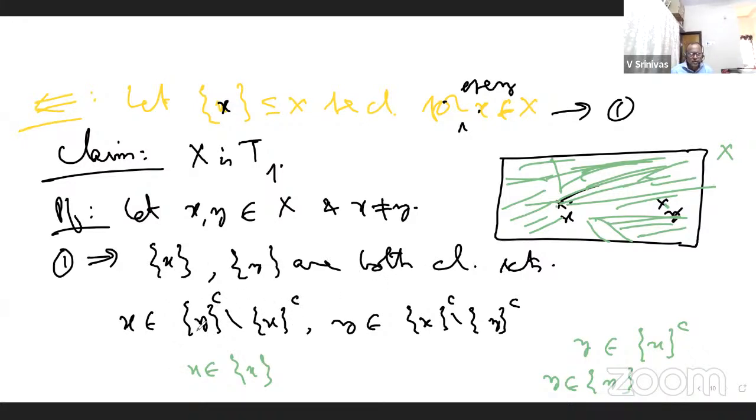Singleton Y is closed, so singleton Y complement is open. That's how you can find two open neighborhoods, singleton Y complement and singleton X complement, which you can call G and H, such that X belongs to G minus H and Y belongs to H minus G. Okay, so that's what we mean by T1ness. So that's how our space capital X is T1. Therefore capital X is T1.